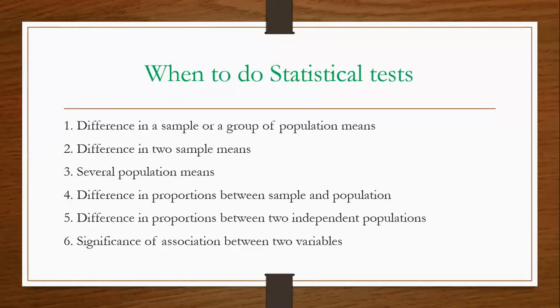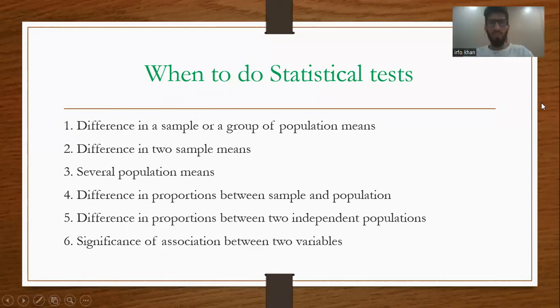Now, when to do the statistical test? If our main aims or our hypothesis is according to any one of these six criteria, then we can use the statistical test. For example, difference between a sample and a population mean. Okay, if you want to measure or see the difference between the sample and a population mean. Number two is difference in two sample means. So if we have two samples, we want to measure the difference between these two means, so we can also use the statistical test.